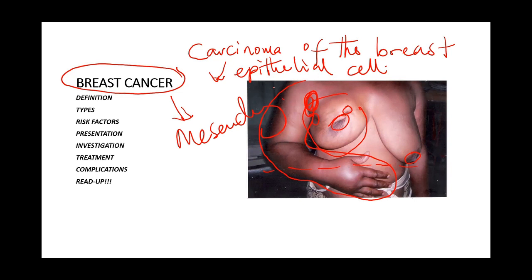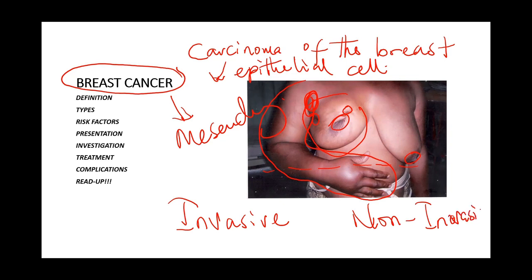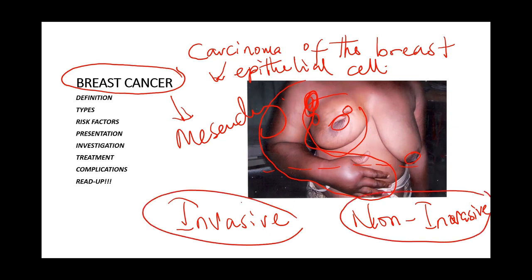Now, there are various types of breast cancer, okay? It could either be invasive or non-invasive. These are the two categories of breast cancer. Now, when you say a cancer is non-invasive, it is limited within the basement membrane, and hence it is called carcinoma in situ. When it is invasive, it has gone beyond the basement membrane, and the process of carcinogenesis has set in. It will now spread to a distant site.